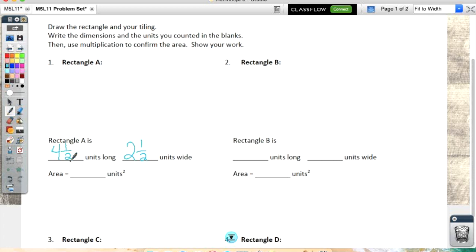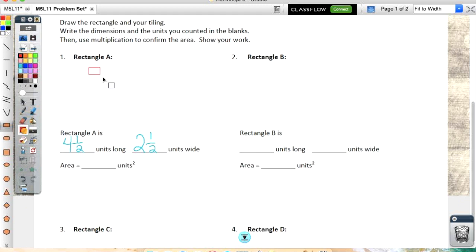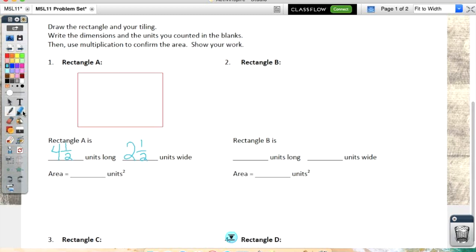Okay? So the first thing I want you to do is draw a rectangle that's big enough for you to write inside of. And then you're going to divide it into 4 boxes or pieces. Okay? So on top, 4 separated from a half. And on the side is 2 separated from a half. So if your rectangle isn't big enough, make it a little bigger.